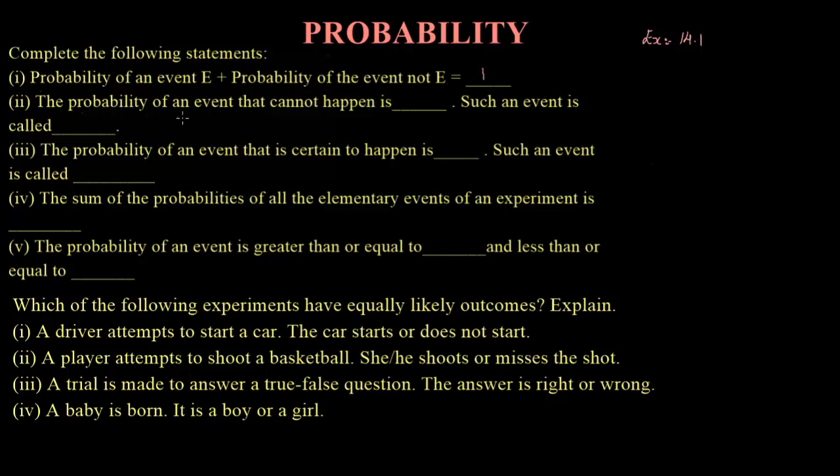Okay. Then the probability of an event that cannot happen is. So this is also discussed in the last video. Whenever there is an event that will never happen, we can call this event an impossible event. So what is the probability of that event? It will always be 0. Okay, and such an event is called which type of event? It is an impossible event, right? Impossible event.